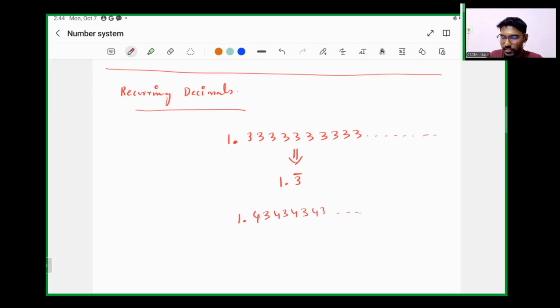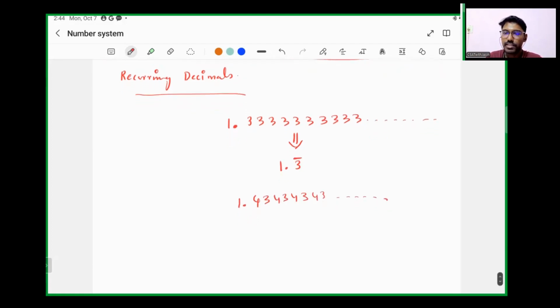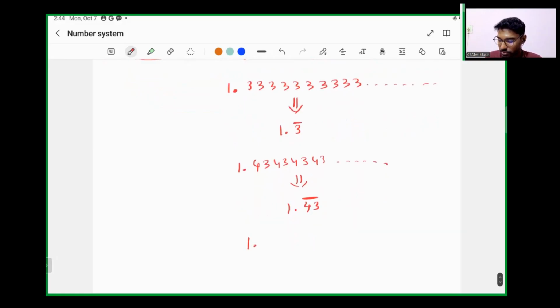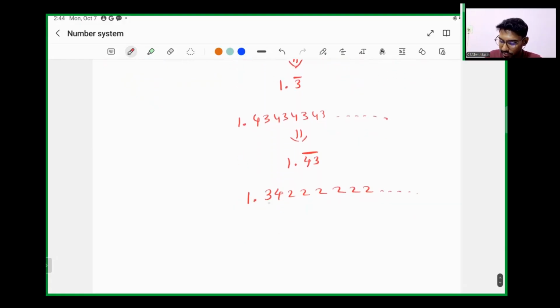Now, if I write like this, 1.43434343, like that, it is repeating. So if you see here, 4 and 3 are repeating. So you can write this as 1.43 whole bar. 4 and 3 you need to put a bar because 4 and 3 are repeating. Now it can be like this also, like 1.342222, like this it's going. Okay, so this is also a recurring decimal. Here 3 and 4 are not repeating, only 2 is repeating. So you can write it as 1.342 with a bar only above 2 because only 2 is repeating. So this is how recurring decimals are.